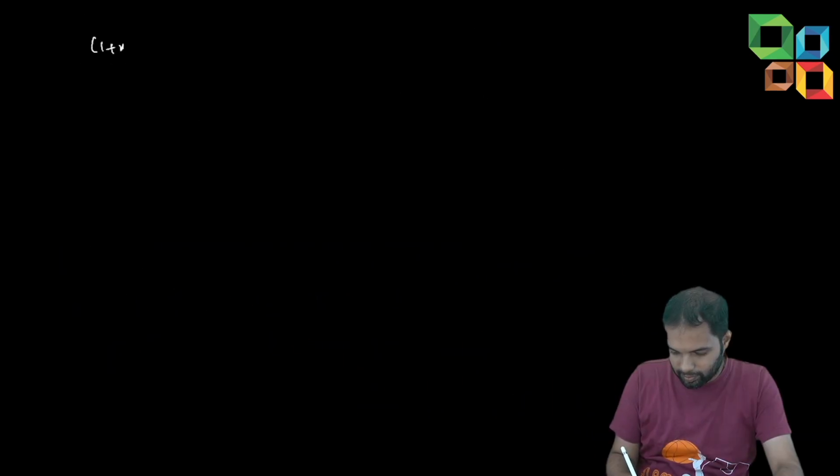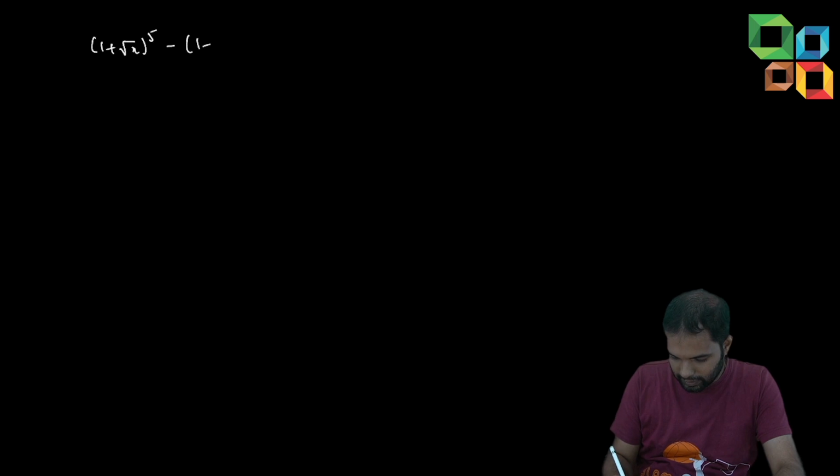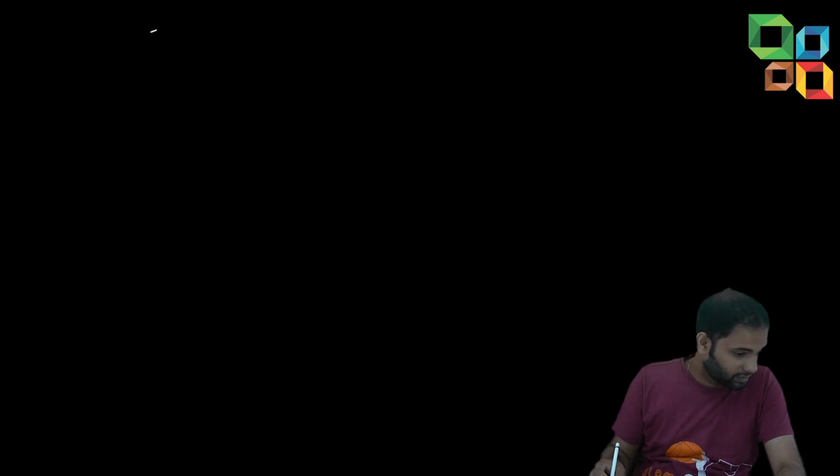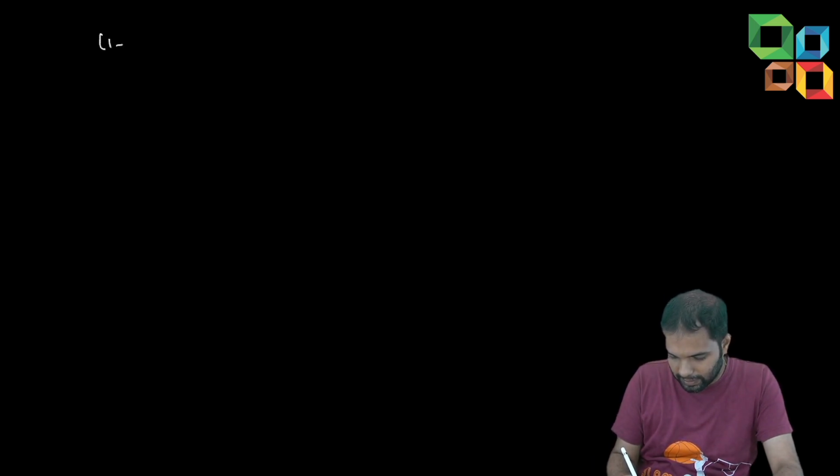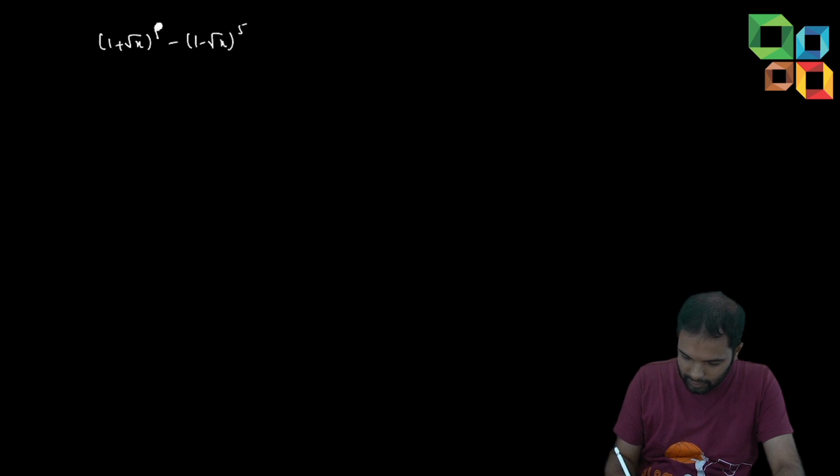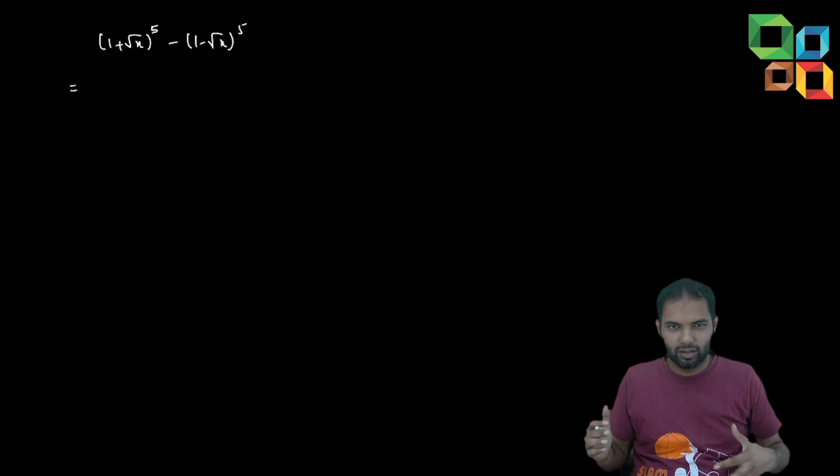You have to figure out the expansion of 1 plus root x whole power 5 minus 1 minus root x whole power 5. Okay. So you have to find out what is 1 plus root x whole power 5 minus 1 minus root x whole power 5. We'll use a binomial expansion, so we know how to expand.